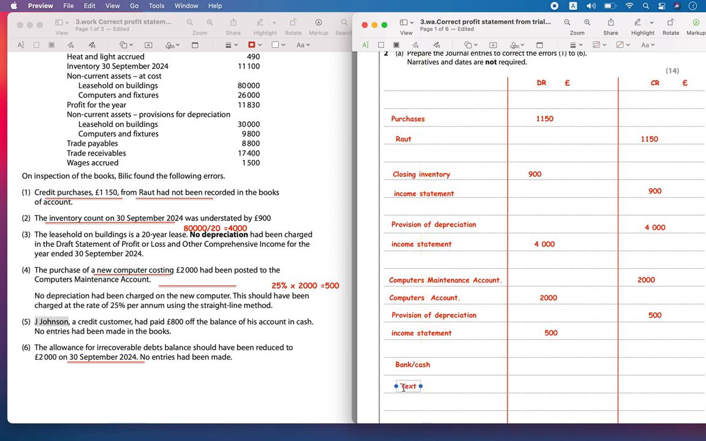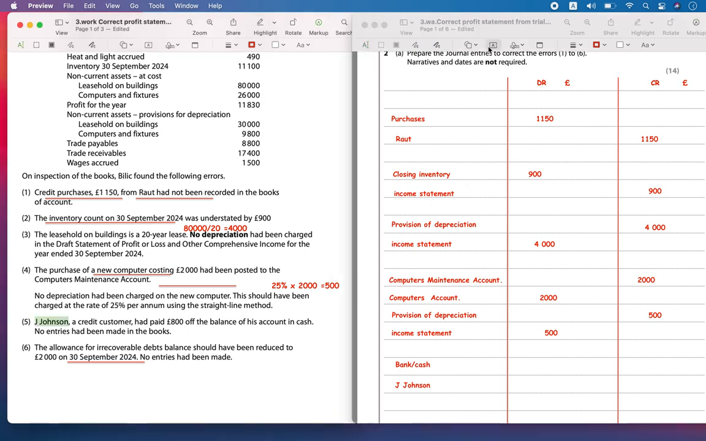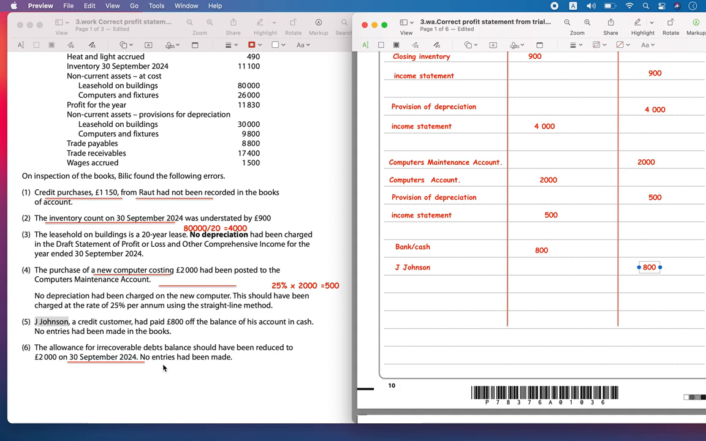He's a credit customer. It means it's a trade receivable. Okay, so these are the two accounts that are going to get affected. A cash 800 has been received, so it will come into the bank or the cash on this side, debit. And then you will also have to update the J Johnson customer account.